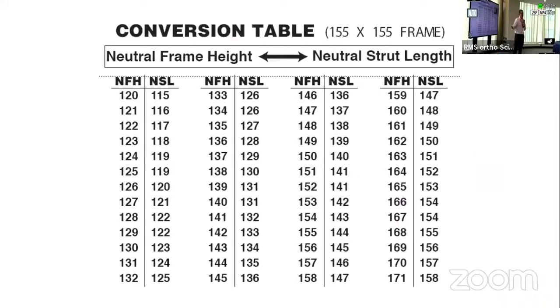You then had to go to this conversion table, and first of all, you had to say, this is a 155, 155. If you had a 180, 155 frame, there'd be a completely separate table. So you'd say, okay, my neutral frame height is 140, and that equals a strut length, because the struts are running obliquely, so it's not the same number. So now you say, okay, my neutral strut length is 131. So if I put everything to 131, then I should have reduced the fracture. So it was a hack to get around the fact that we didn't have the total residual mode.